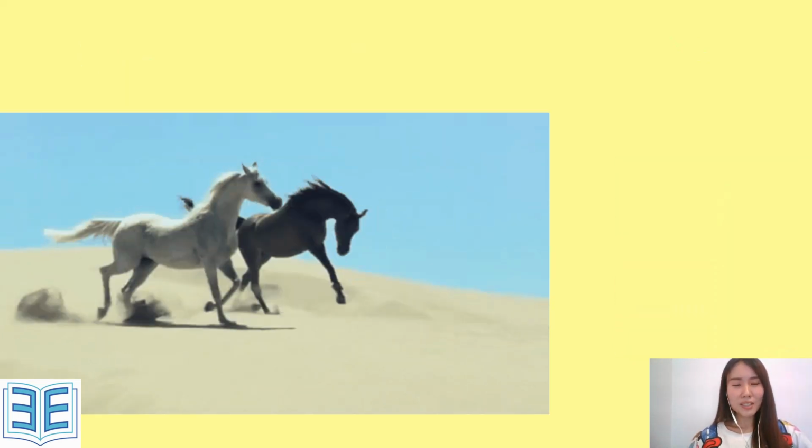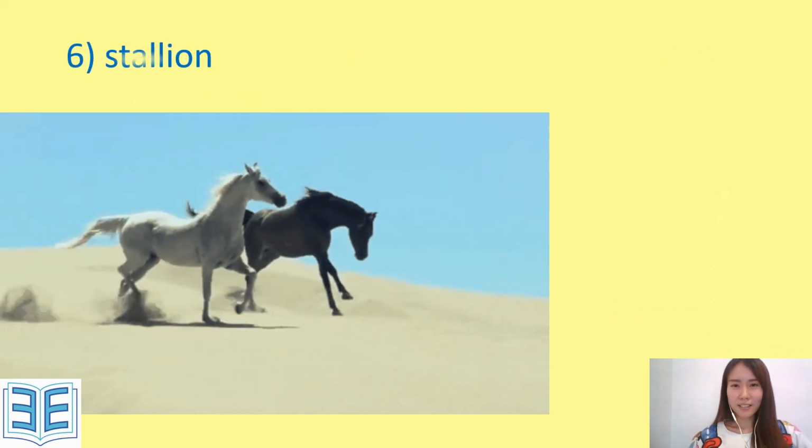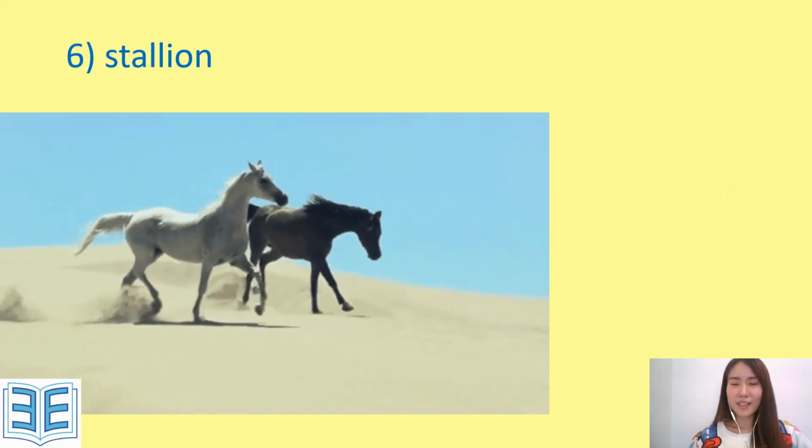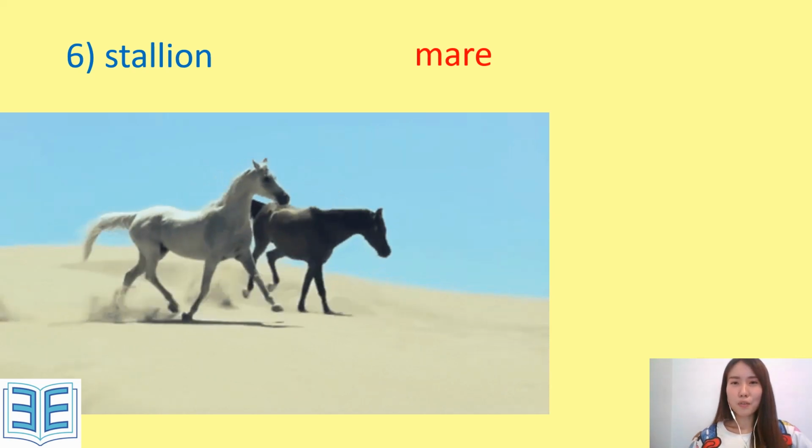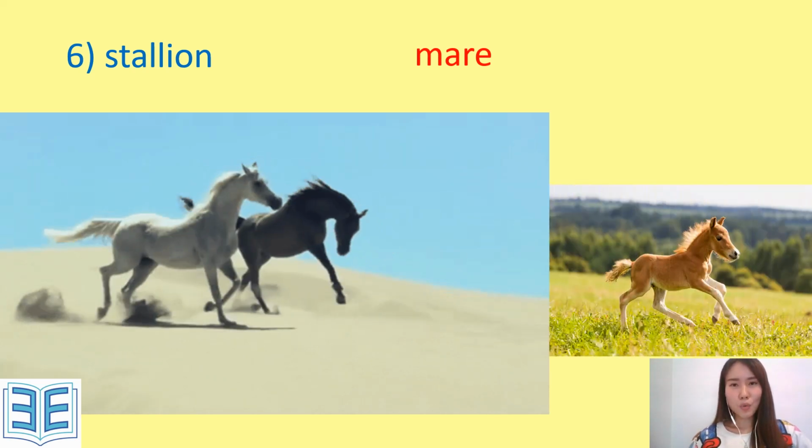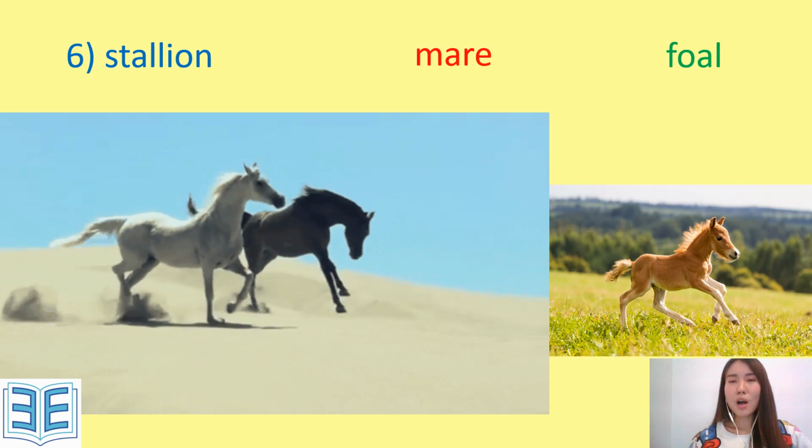Then for the horse, we have stallion for the male, and then we have mare for the female. As for the baby horse, we have foal.